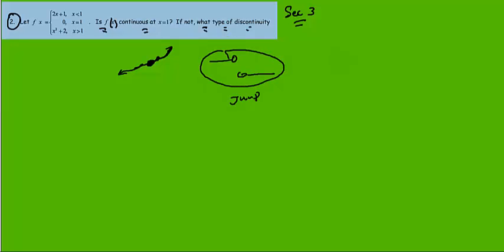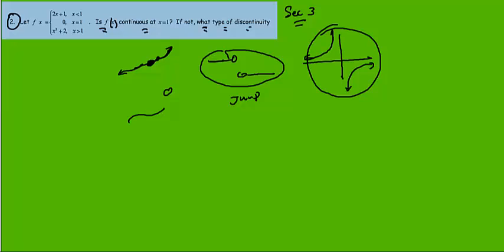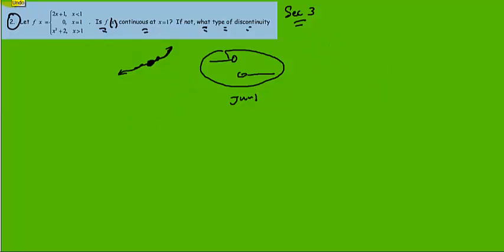Then you can also have non-removable where you have an asymptote, and this is known as infinite. So both of these are non-removable when you have a vertical asymptote or when the curve jumps from one point to the other. You could also have a curve that jumps like that, and that's also known as a jump discontinuity. So let's figure out what kind of discontinuity this is. They don't give us a graph, so we're doing this without the graph.